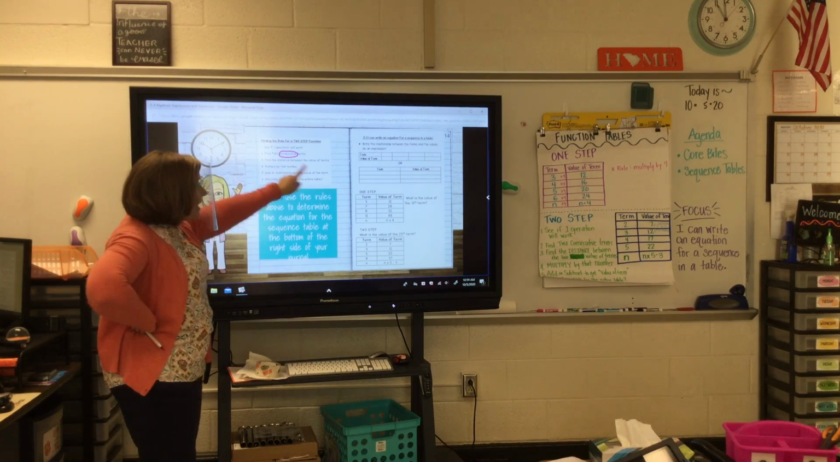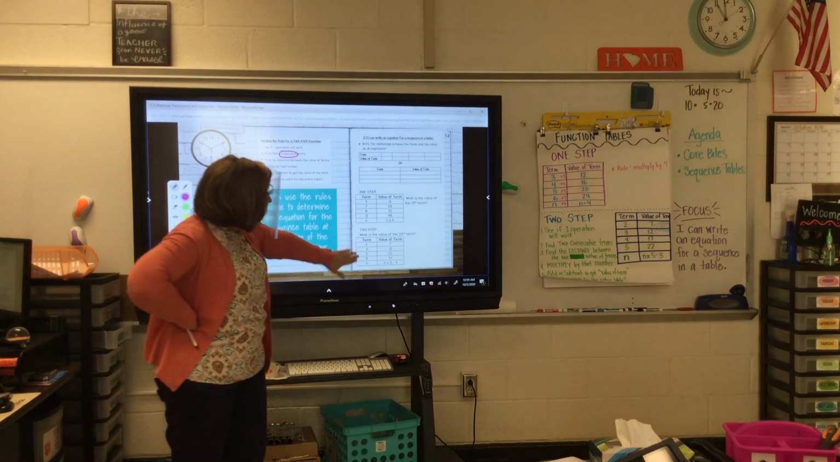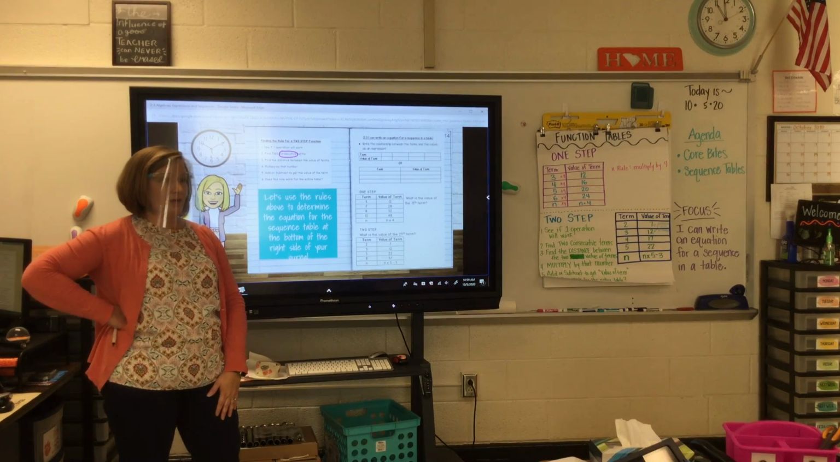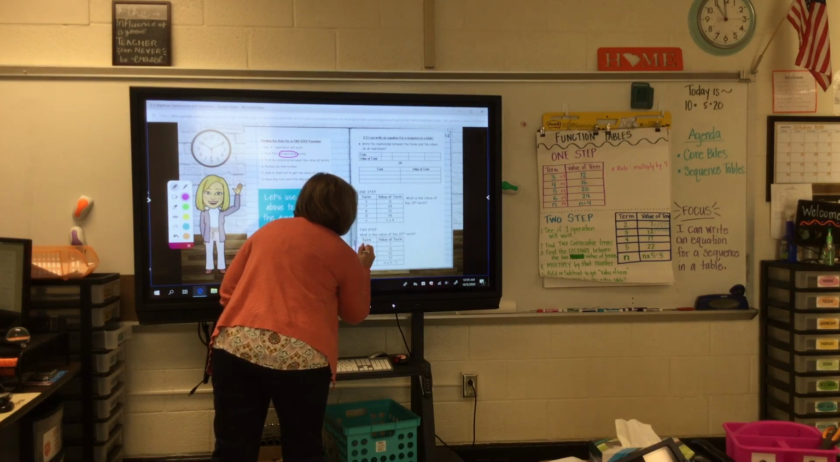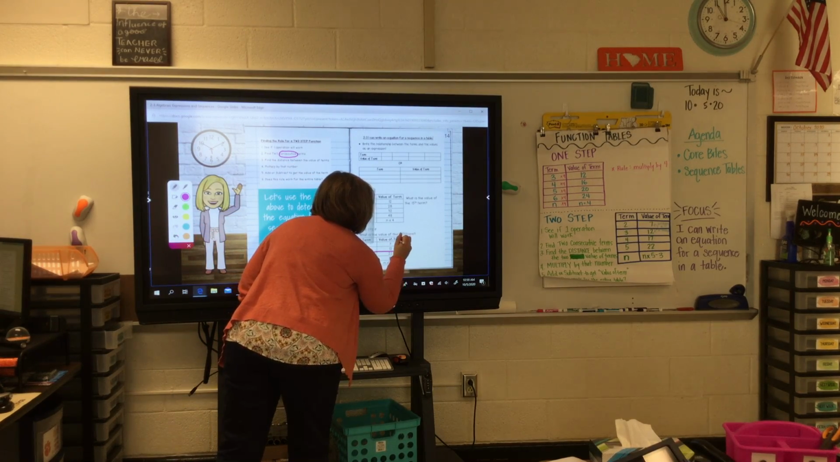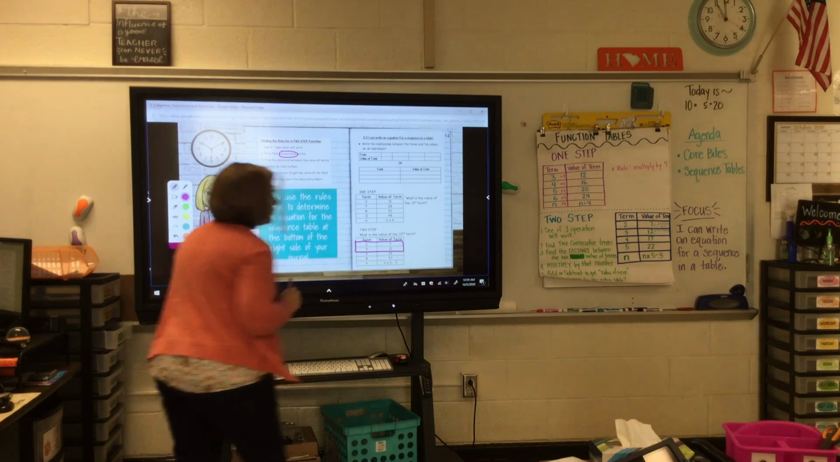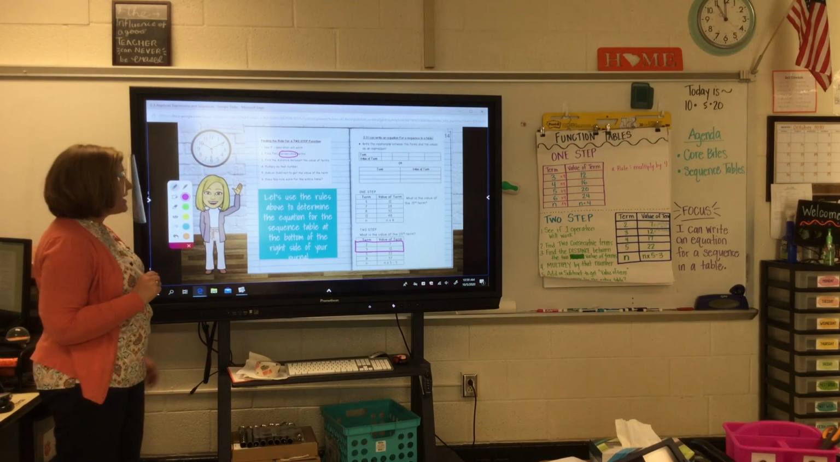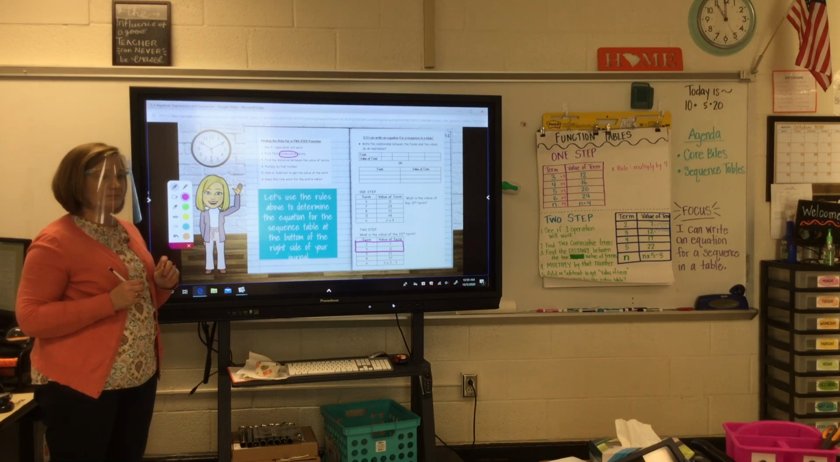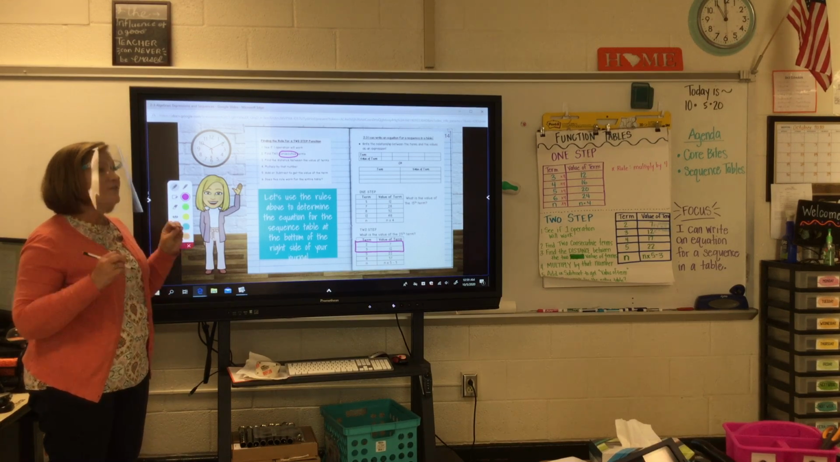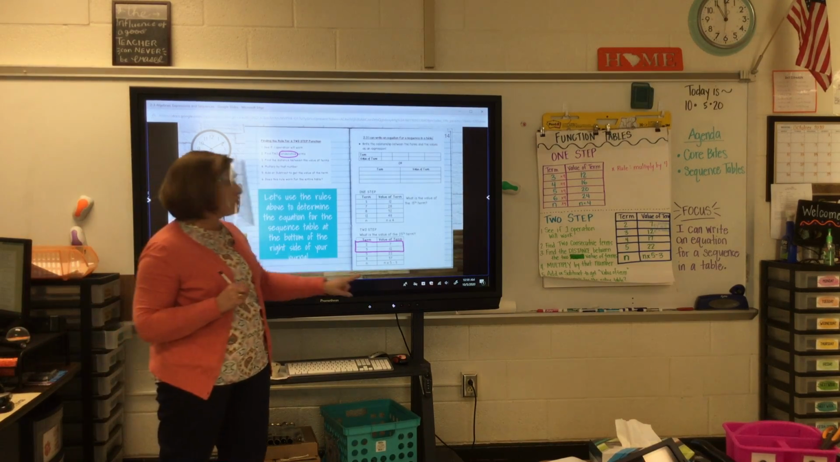So let's find two consecutive numbers. Do I have two consecutive numbers over here? Yes. What are they? 2 and 3. So this is what we're going to be looking at right here. What does step 3 say to do? Find the distance between the value of terms.